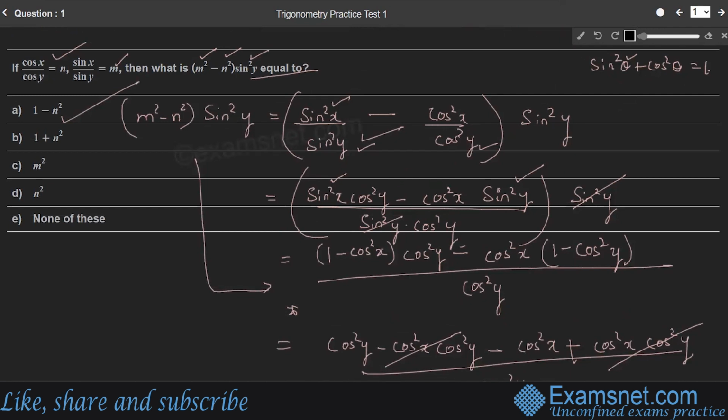Here students, in this question, we are directly substituting the values of m and n. So we are writing sine in terms of cos here. Or you can take cos square y as 1 minus sine square y, so that you express the whole RHS part in terms of sine. You will get the same answer. Otherwise, take sine square x and sine square y as 1 minus cos square x and 1 minus cos square y, like I have written here. Finally, you will get the answer as 1 minus n square. Option A is the right answer.